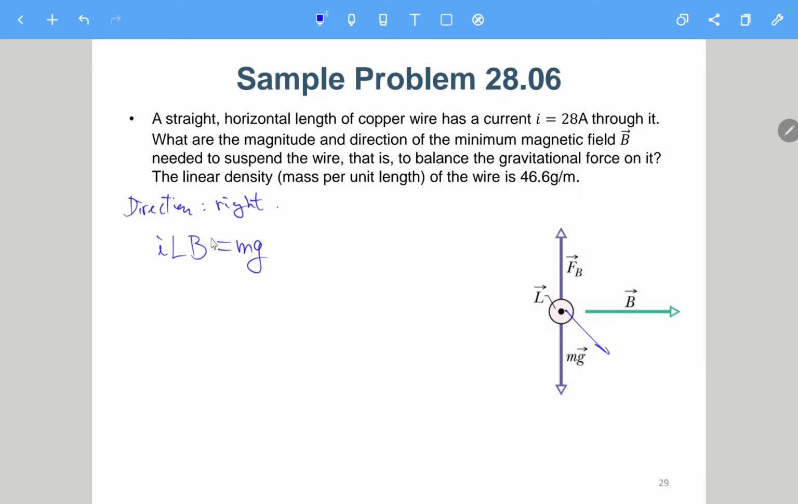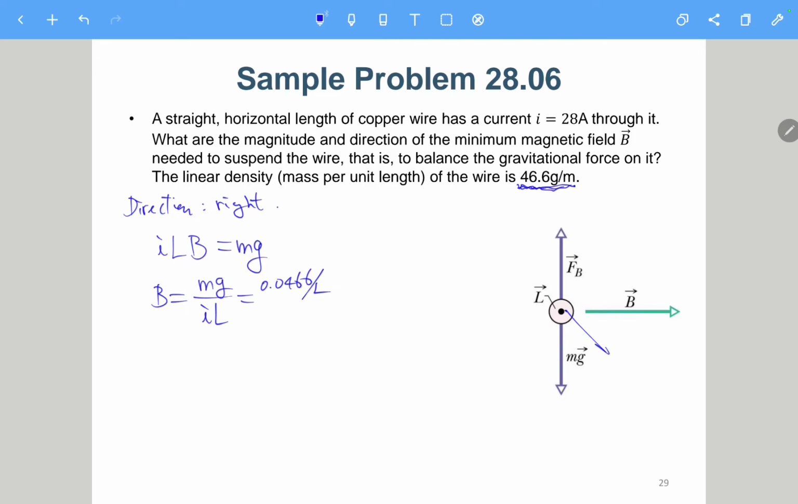So here ILB equals mg, and then what is the unknown? The unknown is B, so we just move IL to the right side. We have B equals mg over IL, so we can just plug in the number. Actually we don't really know m. We only know the density of the wire, which means that m should be this number, 0.0466 over L.